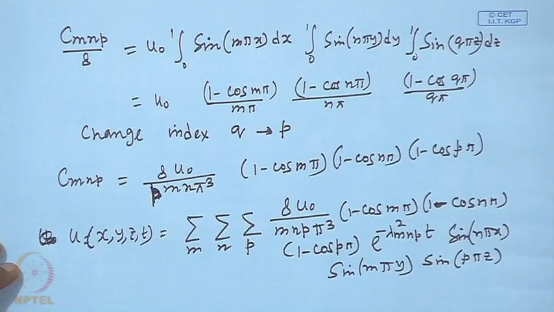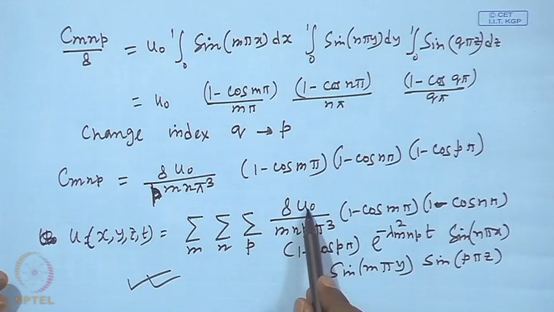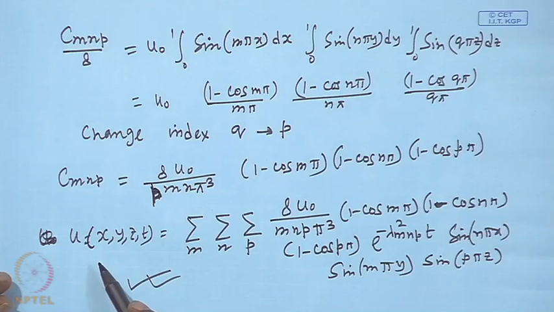Now, this gives the complete solution of a 4-dimensional problem, and by looking into the values of u naught, we can really compute the profile of u as a function of x, y, z and t. And we already know that λ_mnp squared is nothing but π² times the bracket m² plus n² plus p².